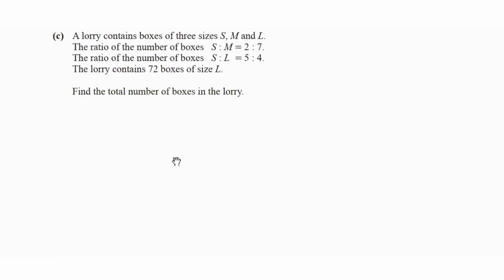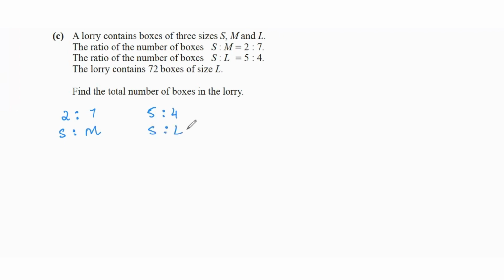Next question says a lorry contains boxes of 3 sizes, small, medium, and large. The ratio of the number of boxes for small to medium is 2:7. For small to large is 5:4. The lorry contains 72 boxes of size large. Find the total number of boxes in the lorry. So what we're going to do over here is that 2:7 is for small and medium. 5:4 is small and large.